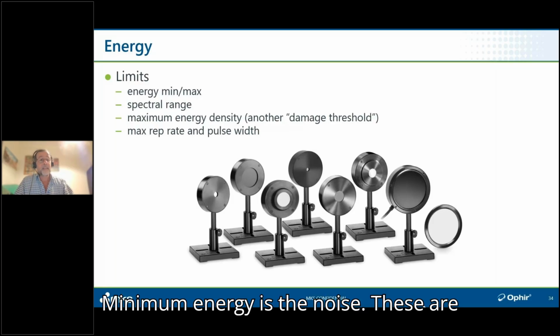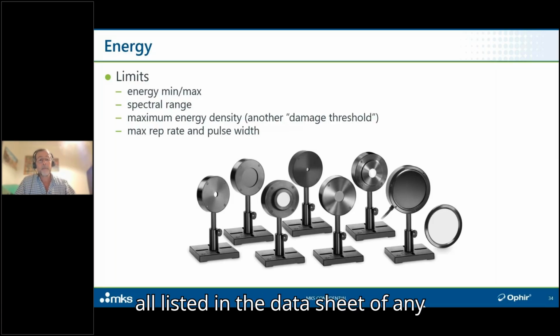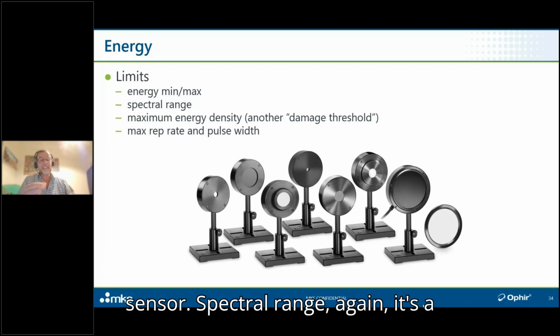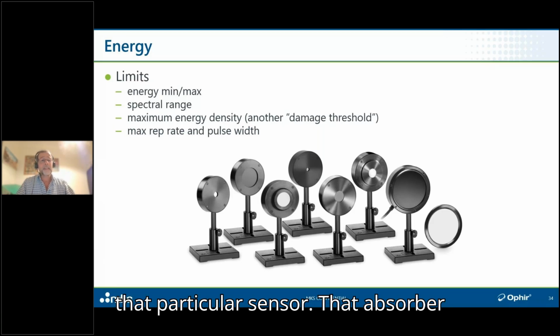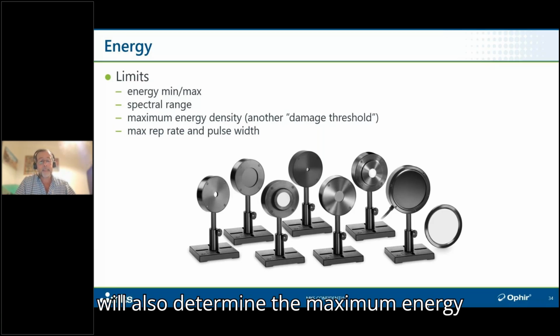Every sensor has its own characteristic maximum pulse repetition rate up to which it can keep up with the pulses, and the maximum pulse duration. So there's a lot of factors that go into selecting the right sensor.